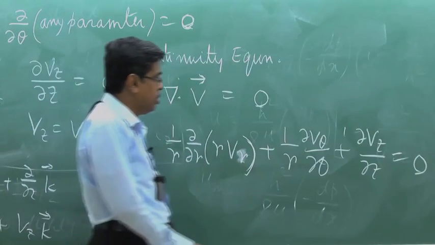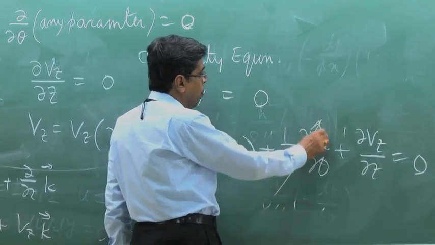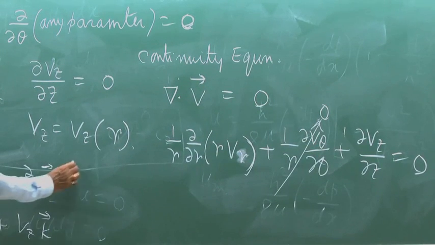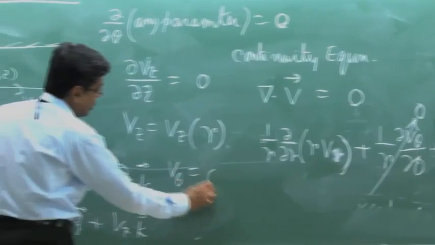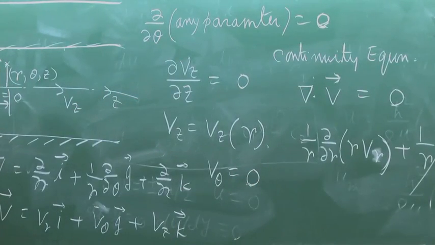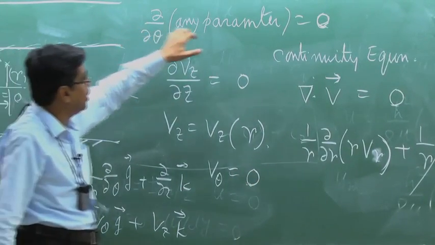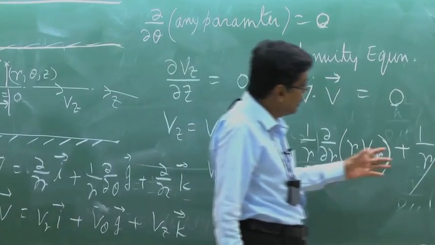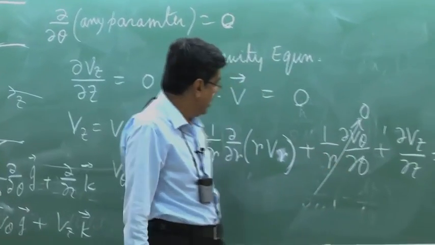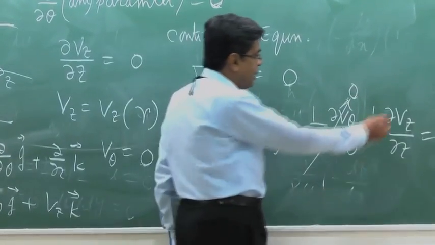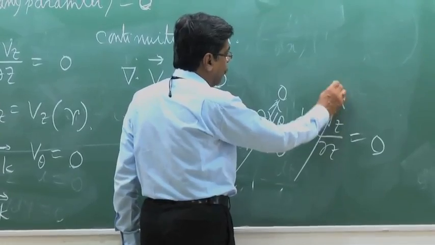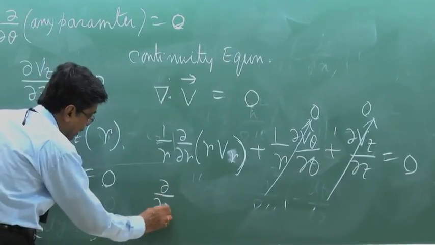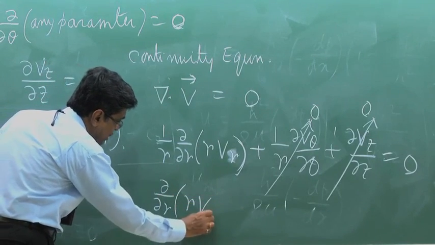If we invoke the continuity equation, this term is 0 because V theta is absent. The flow is defined with V theta 0. There is no tangential component of velocity. It's not only that del del theta of any parameter is 0, but the tangential component of velocity is absent. In both cases this term is 0. Then del Vz del z, by the definition of fully developed flow, is 0. So we have only one option, that this equation tells this is 0.